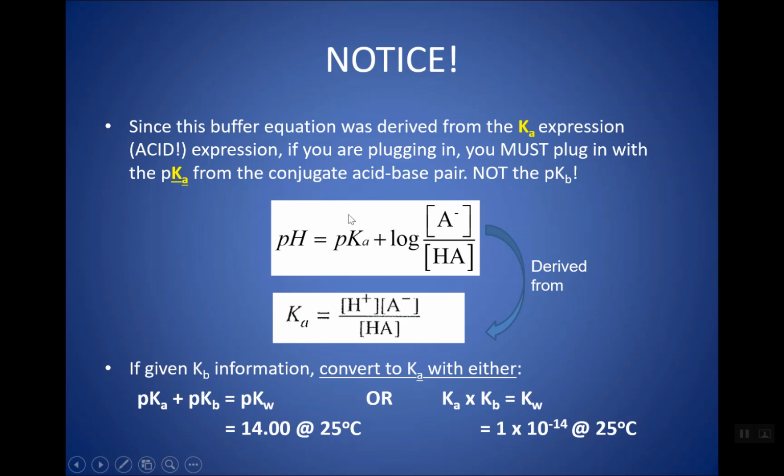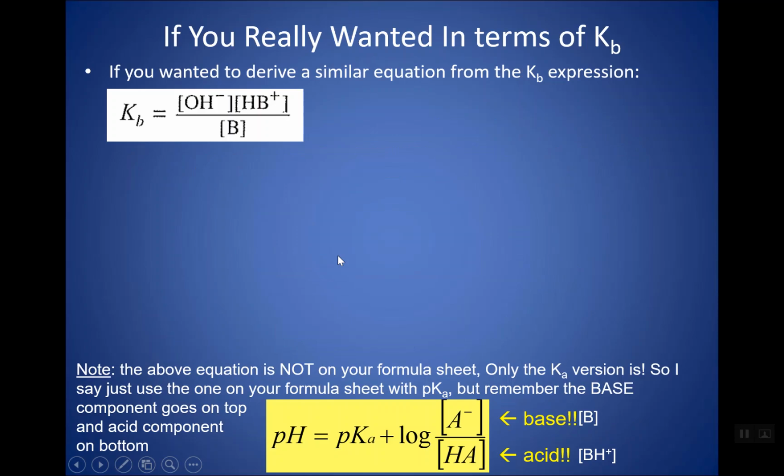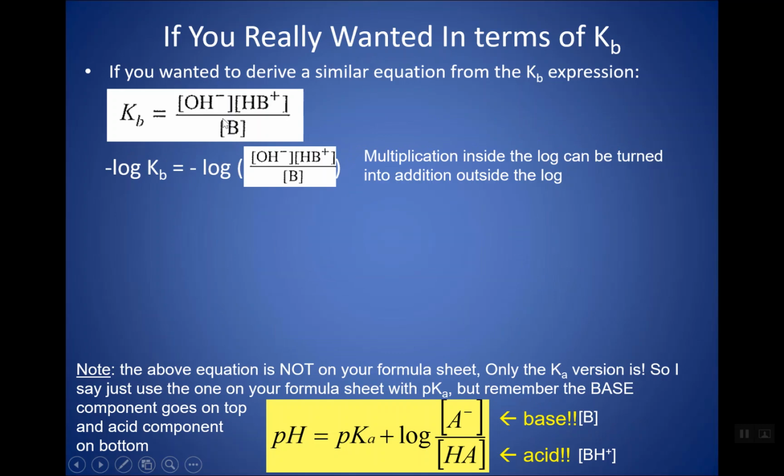If you wanted to derive a similar equation for Kb, you could derive it from the Kb expression, just to show you, same thing, separating, taking the negative log of both sides, separating out the negative log of OH. This is pKb, this is pOH.